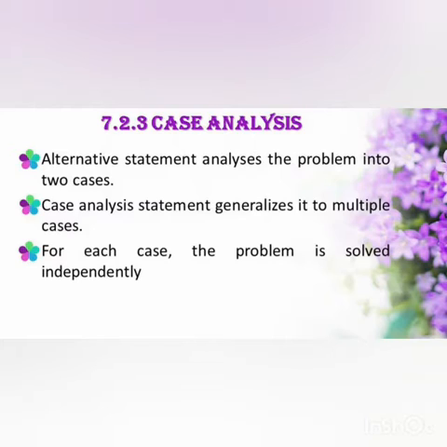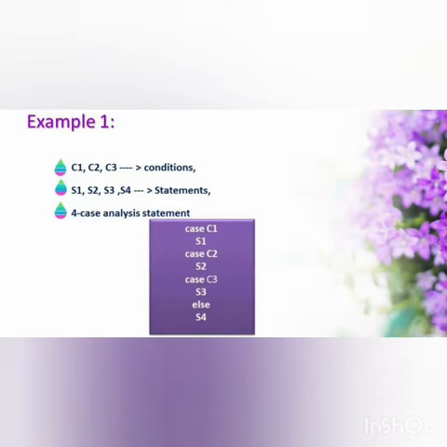Case analysis splits the problem into an exhaustive set of disjoint cases. So we have multiple cases in the case analysis statement. For each case, the problem is solved independently. Here we have three cases, that is case C1, case C2 and case C3, and we have four statements, that is S1, S2, S3 and S4. In alternative statement, we have two blocks, one is the true block and the other is the false block. Whereas in the case analysis statement, we can use any number of cases and there are no restrictions here. In our book, they have given only 3 cases, but we can give 5 cases, 10 cases or any number of cases.